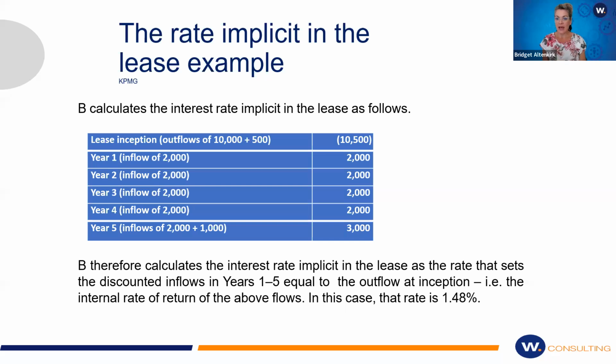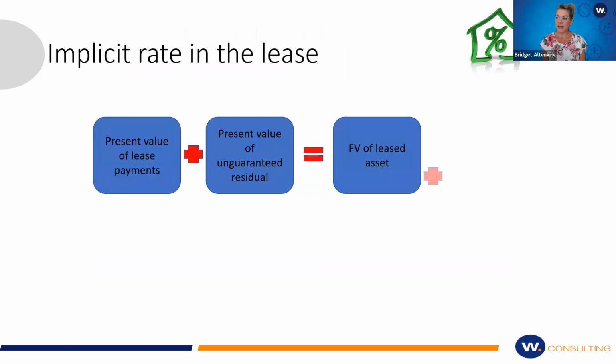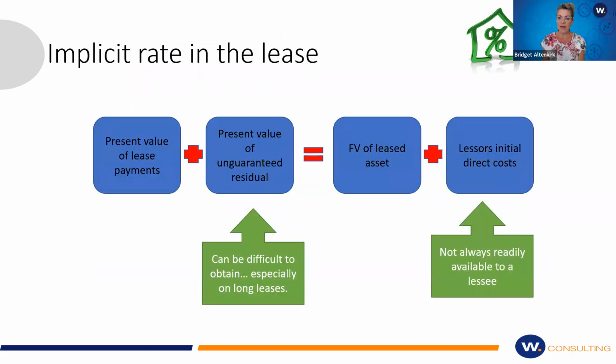We can then solve for I. If we solved for I, we would have determined a rate of 1.48. The problem is that the determination of the implicit interest rate assumes that the lessee has all of this information. A lessee may not have the information.